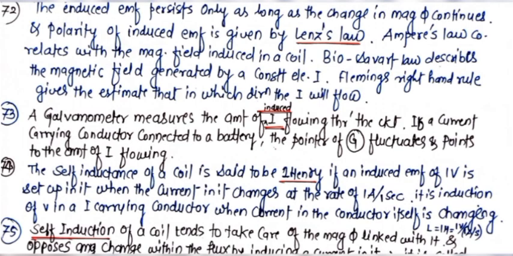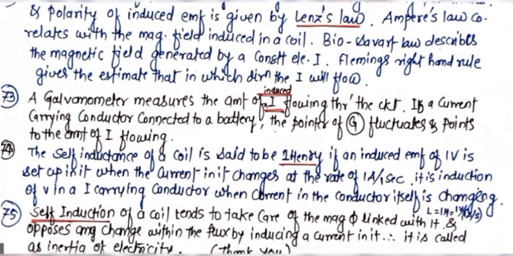A galvanometer measures the amount of induced current flowing through the circuit. If a current carrying conductor is connected to a battery, the pointer of the galvanometer fluctuates and points to the amount of current flowing.